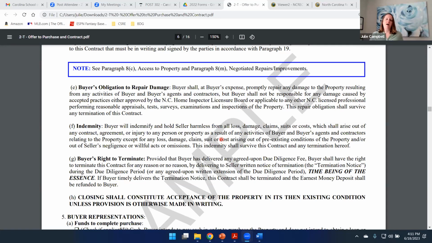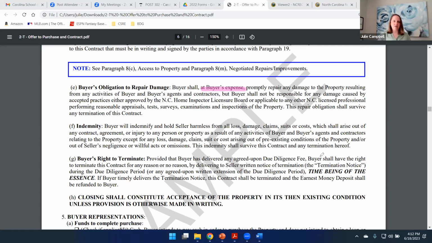For example, this says, buyer shall, at the buyer's expense, promptly repair any damage to the property resulting from any activities of buyer, buyer's agents, and contractors, but buyer shall not be responsible for any damage caused by accepted practices either approved by the North Carolina Home Inspector Licensing Board or applicable to any other NC licensed professional performing reasonable appraisals, tests, surveys, examinations, and inspections of the property. This repair obligation shall survive any termination of this contract.